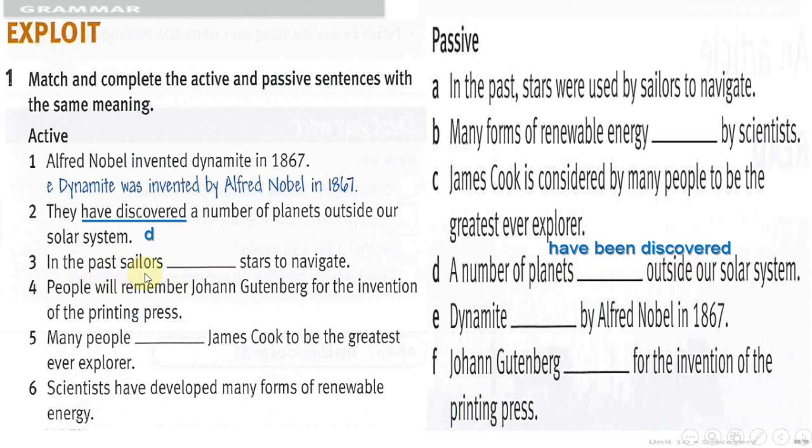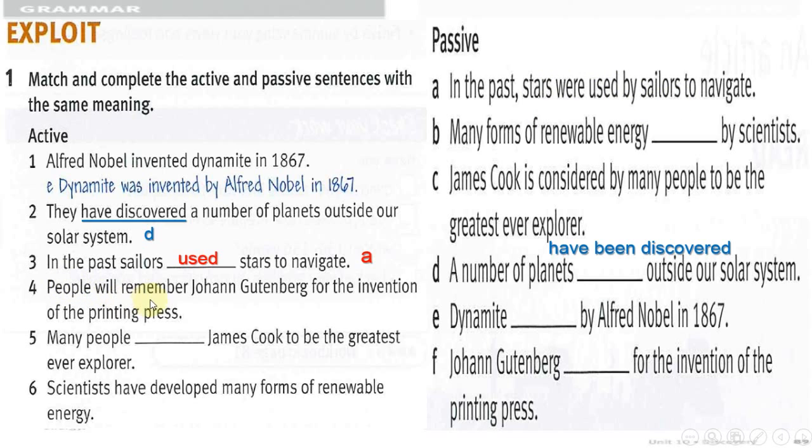Number three. In the past, sailors used stars to navigate. So the sailors used. So this sentence goes with A. In the past, stars were used by sailors.